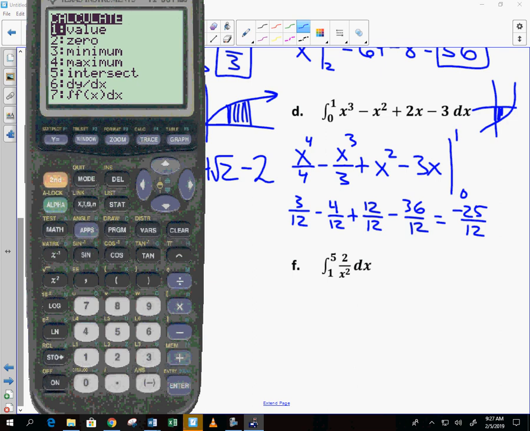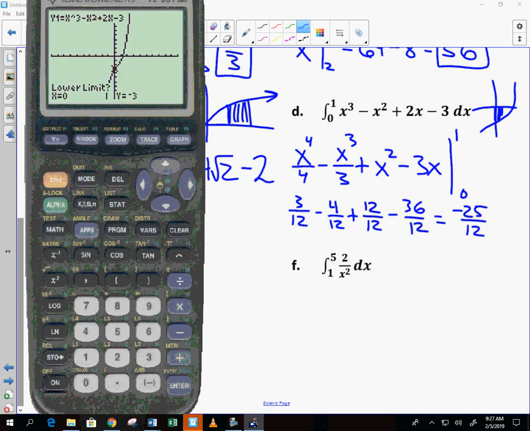Sure enough, if I calculate the integral number 7, and I go from 0 to 1, that should be, let's see, -2.083. There it is. Cool.